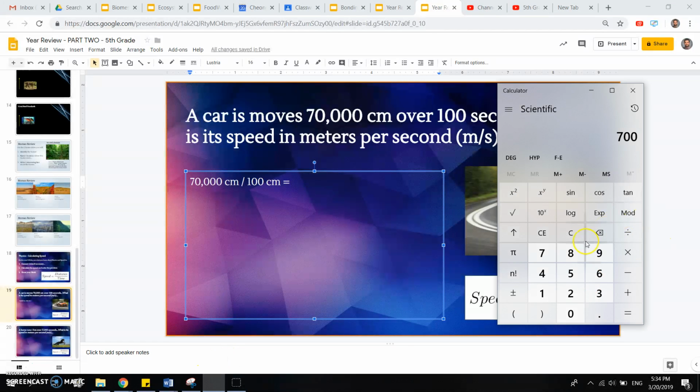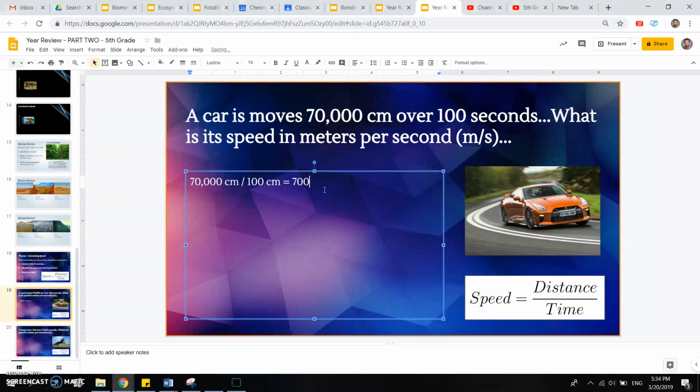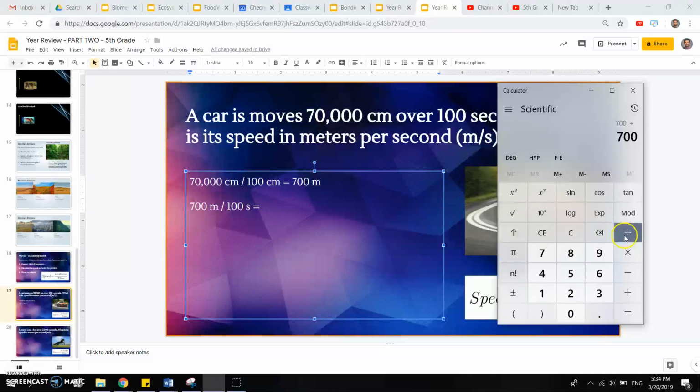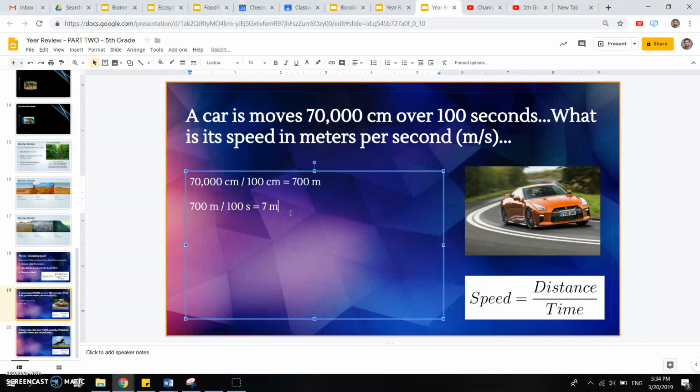Pull out the calculator. 70,000 divided by 100, 700. 700 meters. So distance divided by time, 700 meters divided by 100 seconds equals, well, I already know it's going to be 7, but I'll double check. Yep, this car is going to go 7 meters per second. Done. There we go. So there's going to be a couple of these problems.